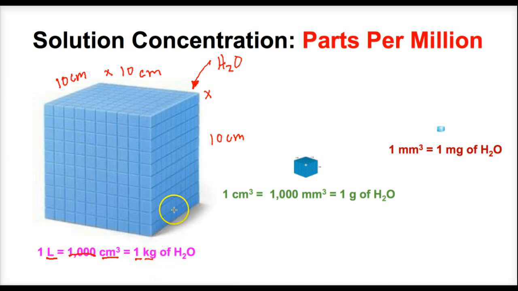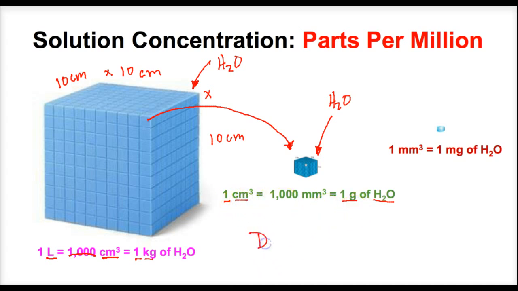Let's suppose I pull out one of these little units here. We know that there are 1,000 of these little units that make up this liter, and if I pull out one of these little units, the amount of space that this is occupying right now is 1 cubic centimeter. And if I fill this up with some H2O, and I put it on a scale, it's going to have a mass of 1 gram. We know that 1 cubic centimeter of water has a mass of 1 gram.